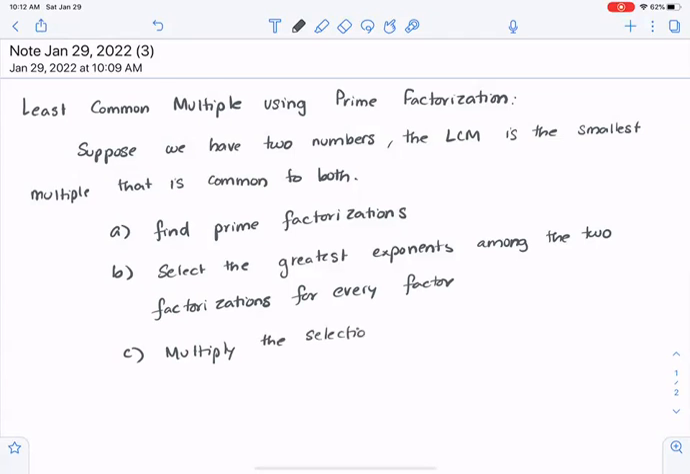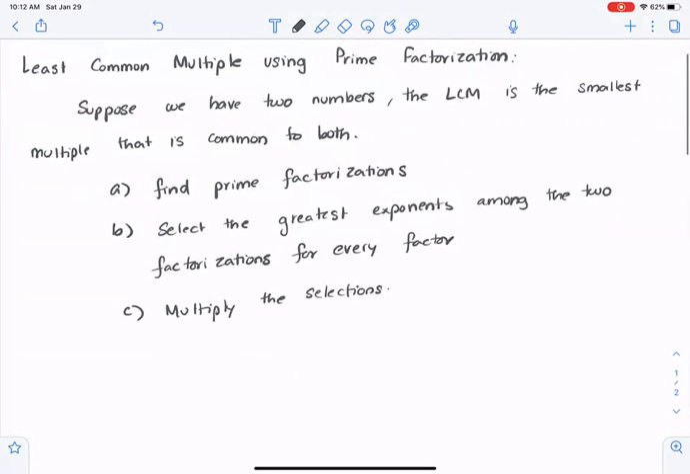An easier way to remember this: greatest common divisor, smallest exponent. Least common multiple, largest exponent. So it's the opposite. Greatest, least exponent; least, greatest exponent. It's just opposite, the same thing, you know, multiple, division. They're opposites of each other too.